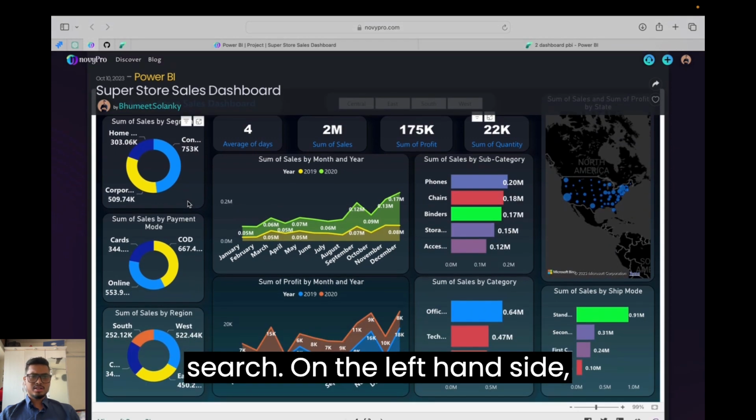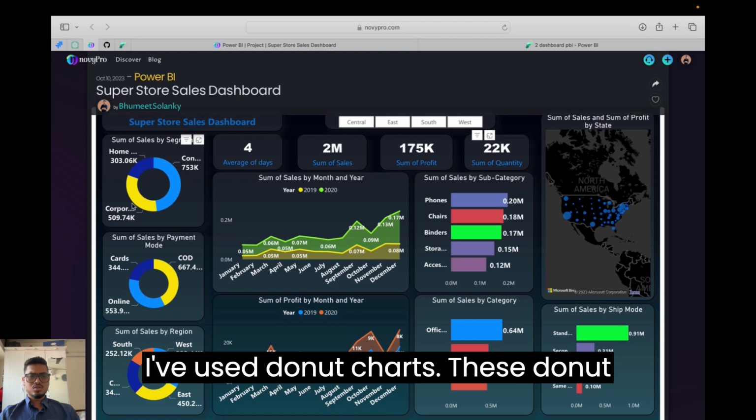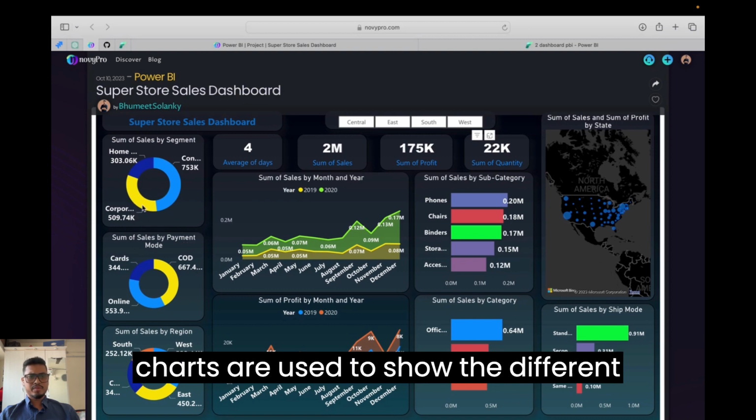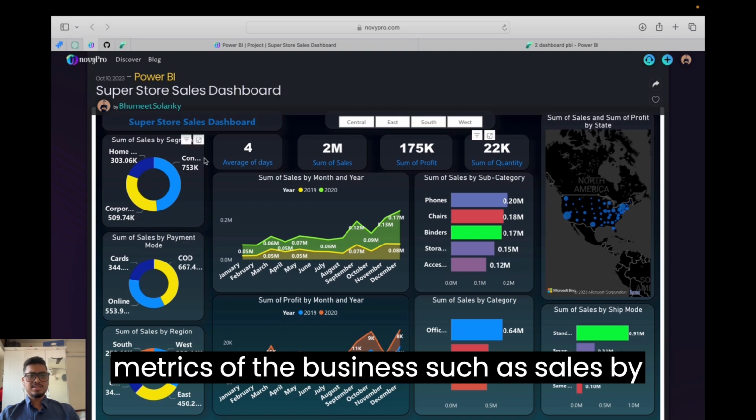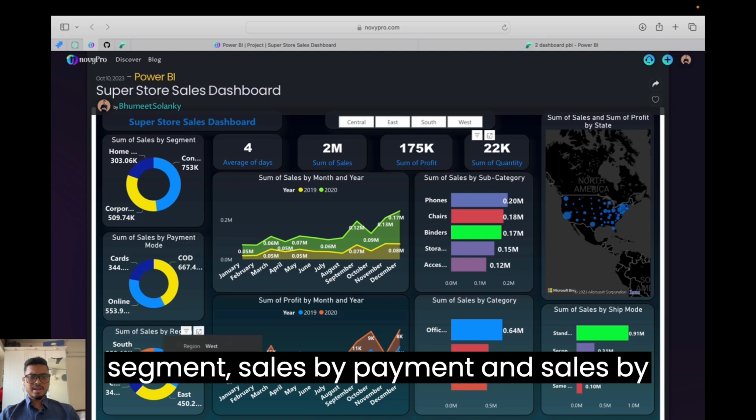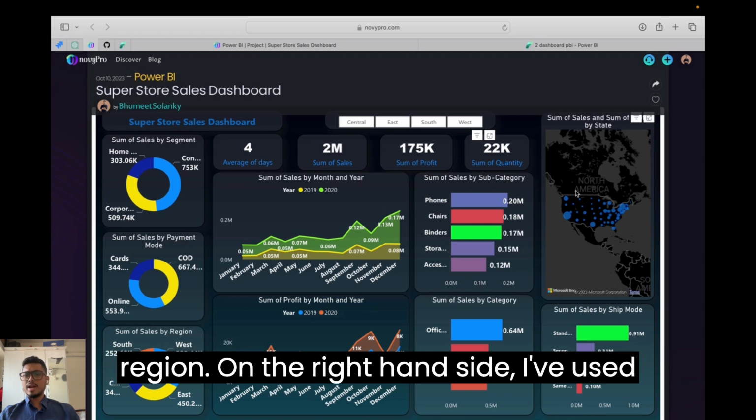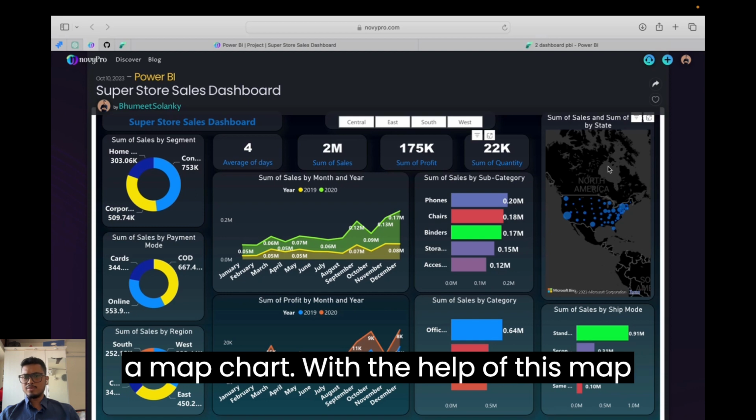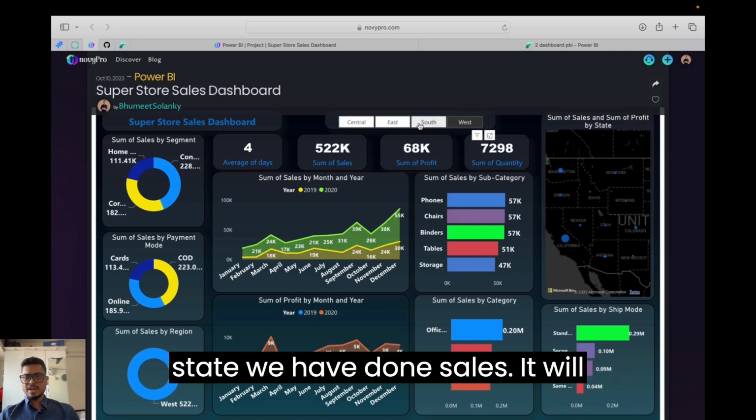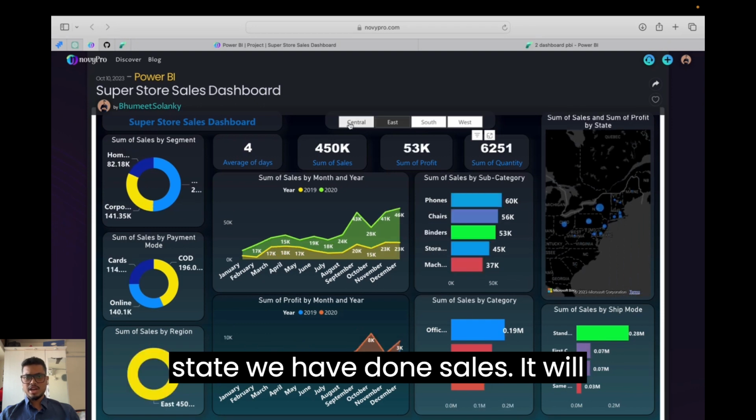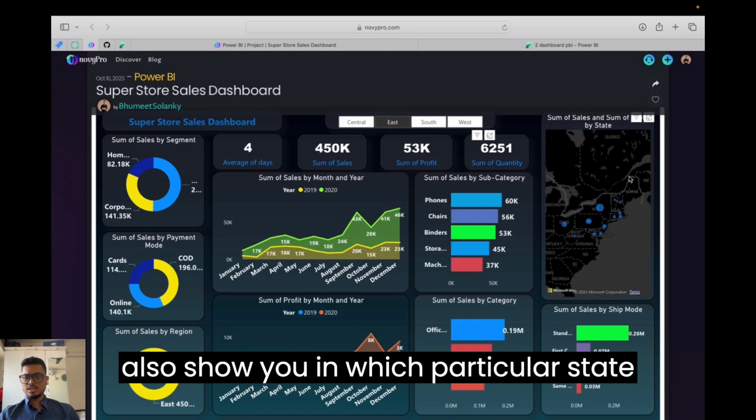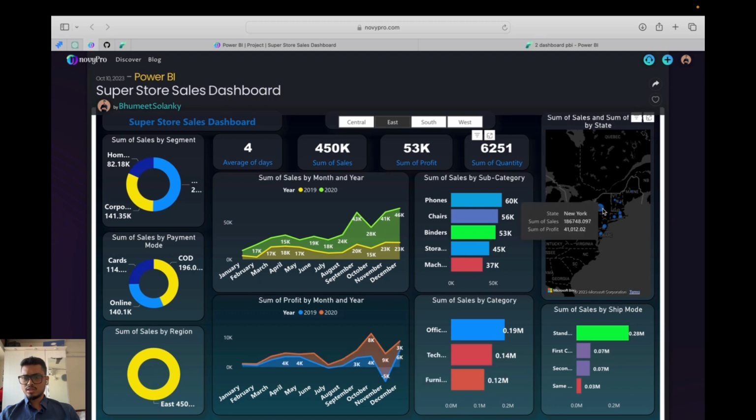On the left-hand side, I've used donut charts. These donut charts are used to show the different metrics of the business, such as sales by segment, sales by payment, and sales by region. On the right-hand side, I've used a map chart. With the help of this map chart, you can see in which particular state we have done sales. It will also show you in which particular state there is more sales.